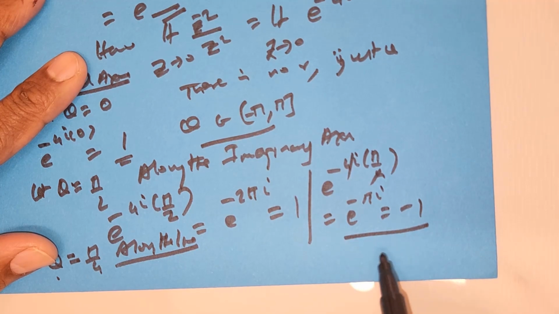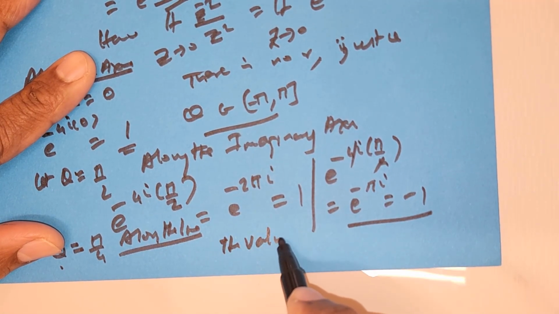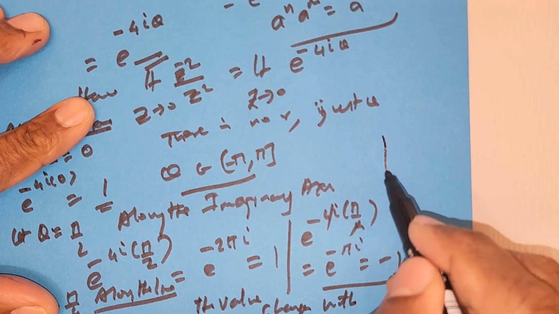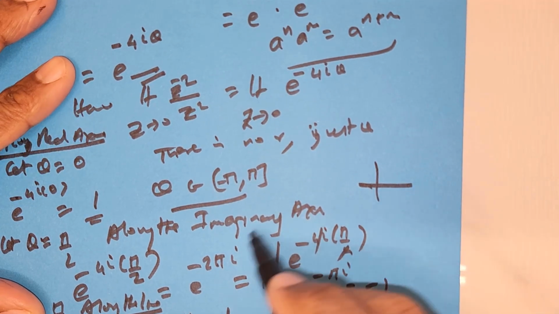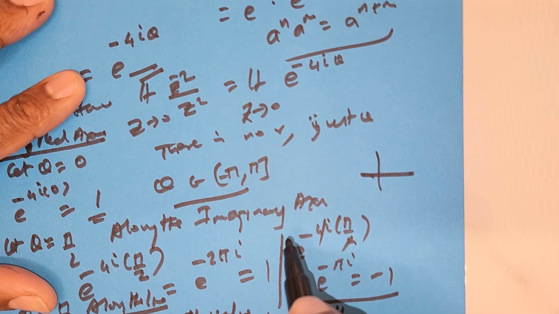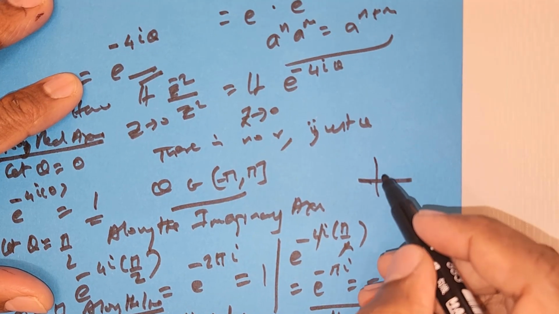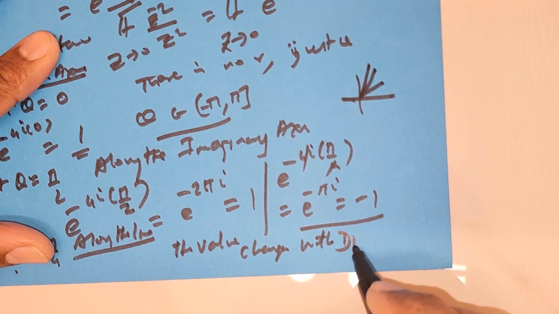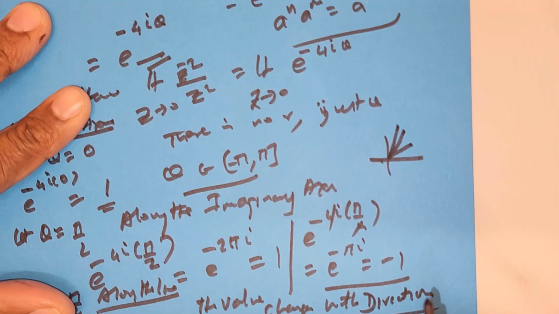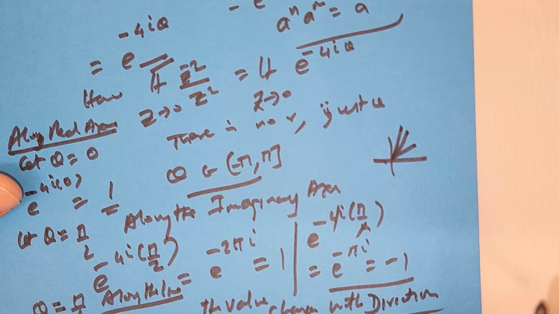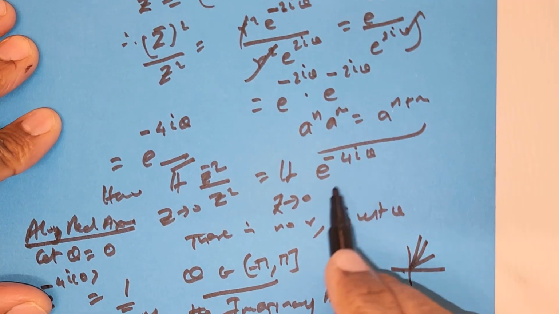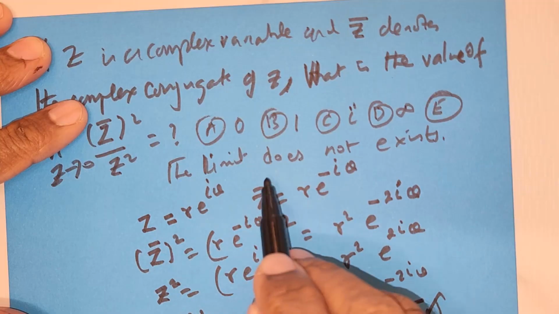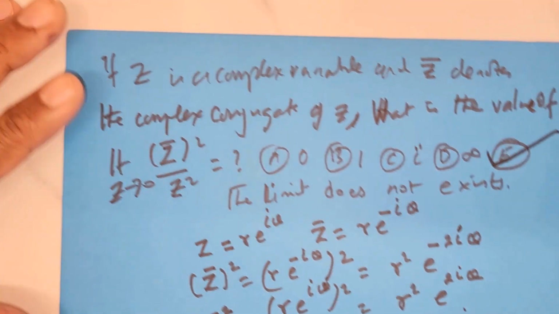So the value changes. Value changes with what? In this context, what is exactly changing? The direction. It changes with direction. So there isn't any set value that we can look up to, because the quantity depends on theta. So that would mean the limit does not exist. This is the correct choice.